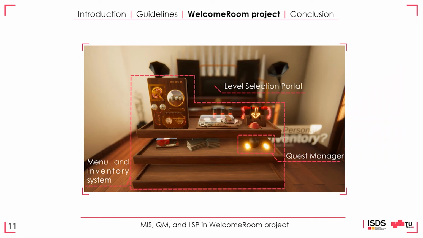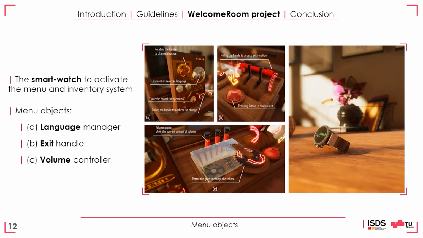Menu and inventory system is an object consisting of 3 layers. The first layer is preset for menu objects, the rest are inventory layers. In this case, we have placed the quest manager in the inventory layer so that it is accessible when needed. We design a smartwatch on the user's virtual hand, which is the key to open the menu and inventory system. As we have already shown, the menu layer consists of several menu objects. We implement 3 example objects of the menu system: language manager, exit handle, and volume control.